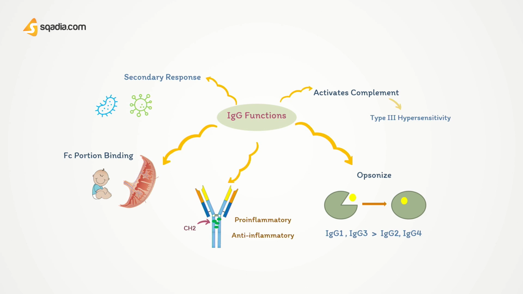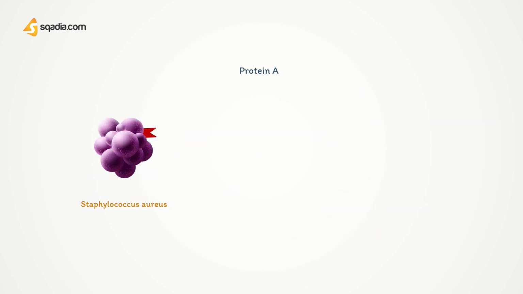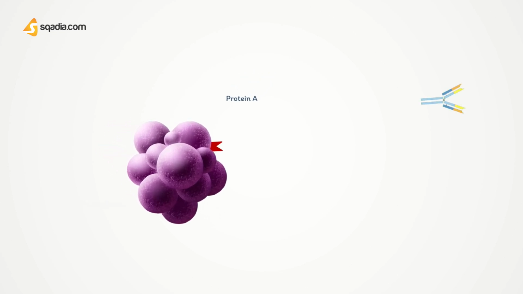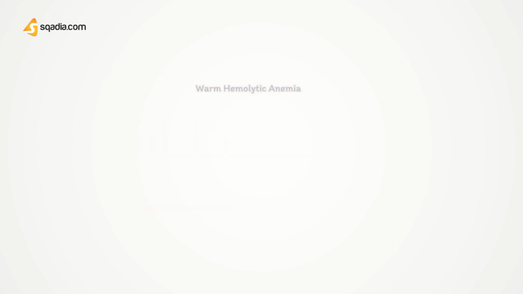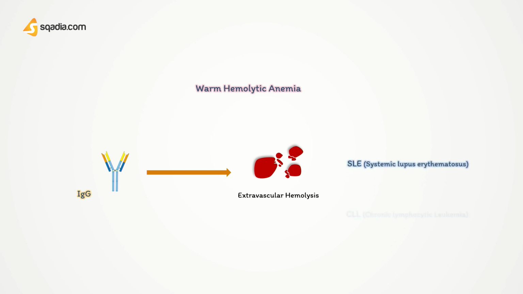Now, while discussing IgG, it's almost vital to mention protein A, or the virulence factor of Staph aureus. It is a part of the peptidoglycan cell wall and binds to the Fc portion of the IgG antibodies. This prevents opsonization, phagocytosis, and prevents complement activation. Now, IgG is also associated with warm hemolytic anemia, as it causes extravascular hemolysis, which is seen in conditions like systemic lupus erythematosus and chronic lymphocytic leukemia.